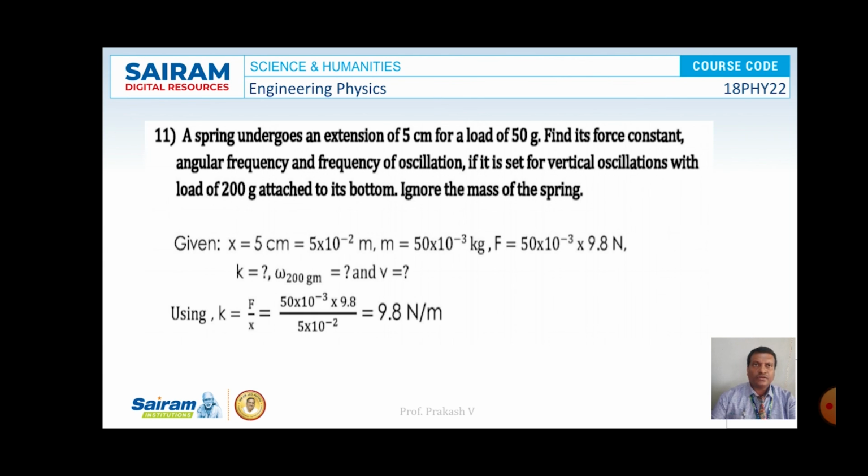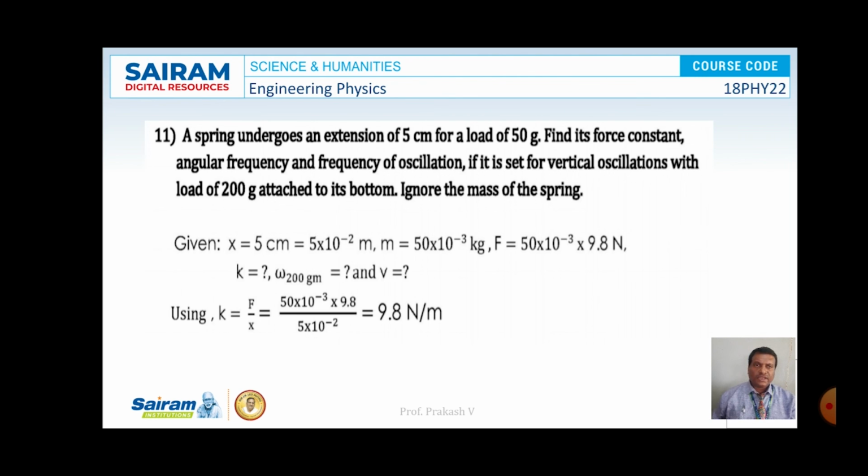So the value of x, that is extension observed, is 5 centimeter, which is equal to 5 into 10 to the power of minus 2 meter, and the mass attached is 50 grams, that is 50 into 10 to the power of minus 3 kg, and the force is calculated as mass into acceleration due to gravity, that is 50 into 10 to the power of minus 3 into 9.8, so many newtons. And here we are asked to calculate what is force constant K.